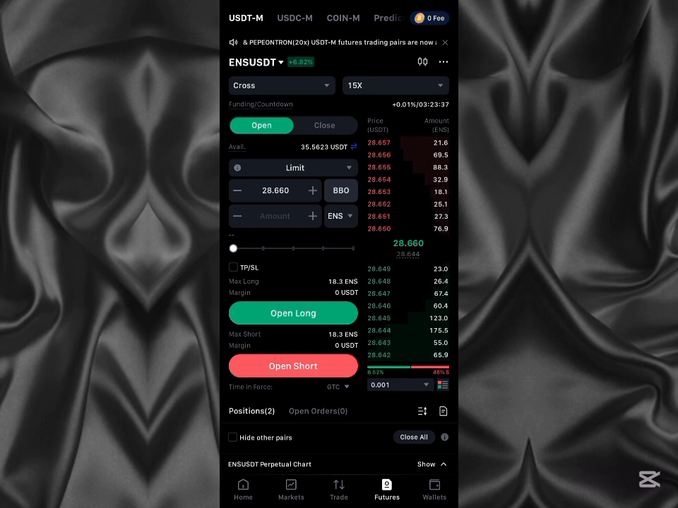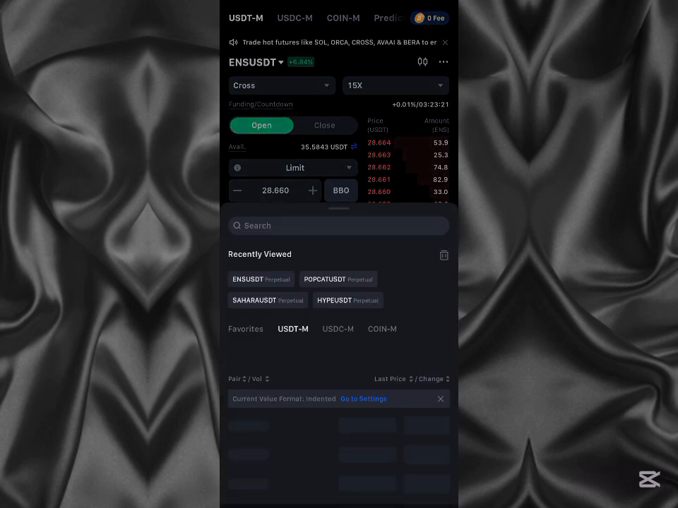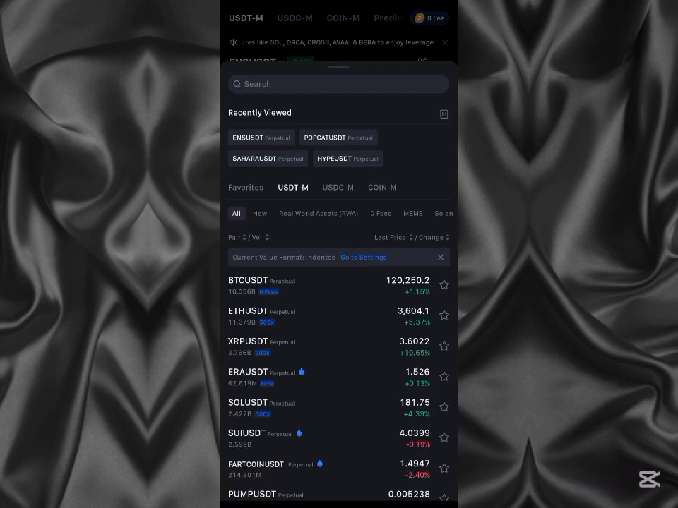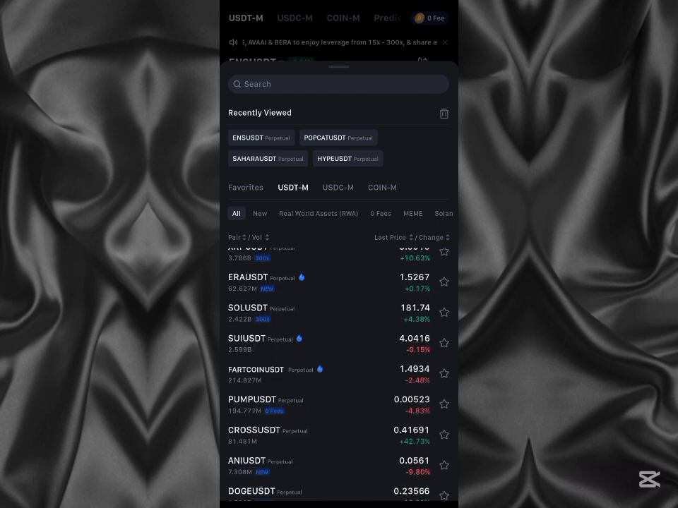So if you're trading Coin-M with BTC or Ethereum, your profits will be in BTC or Ethereum rather than in USDT. After here, you can see right over here, you can select the token you want to trade. So click on it, and you're going to see various tokens. Let me click on SUI.